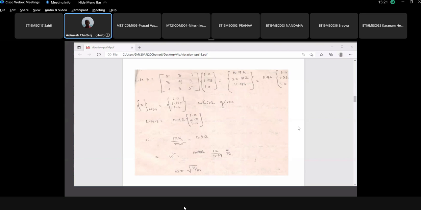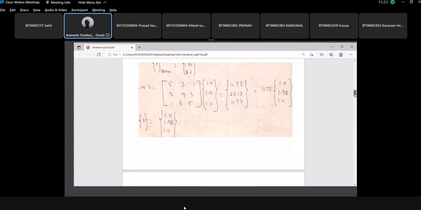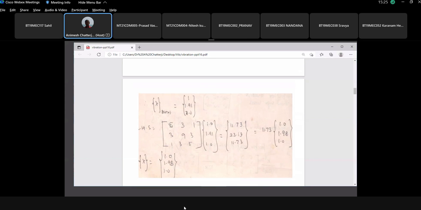Our iteration matrix remains the same, K inverse M. So the iteration matrix remains 5, 3, 1, 3, 9, 3, 1, 3, 5.